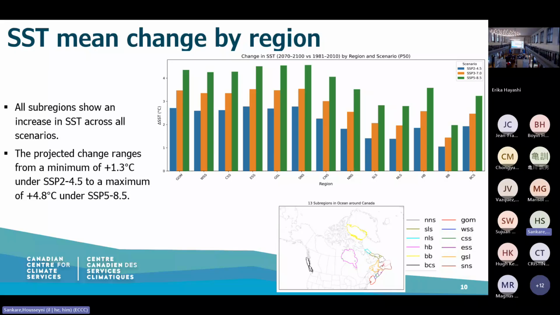These projections highlight a consistent warming trend across all Canadian marine regions. The results emphasize the critical role of emission mitigation in limiting ocean warming and its potential impacts on coastal ecosystems and coastal communities.